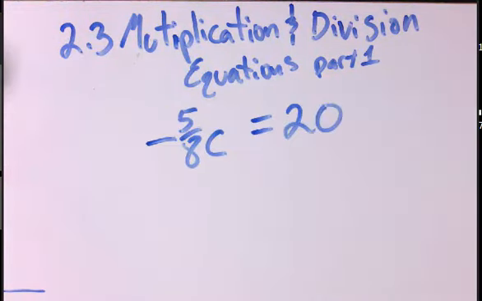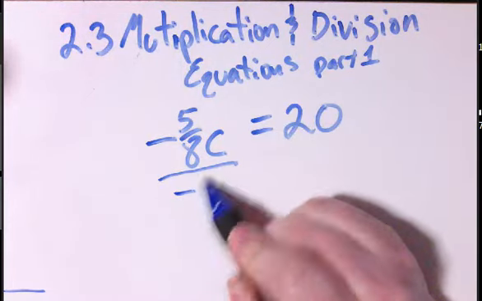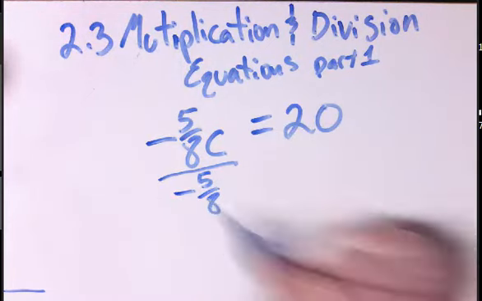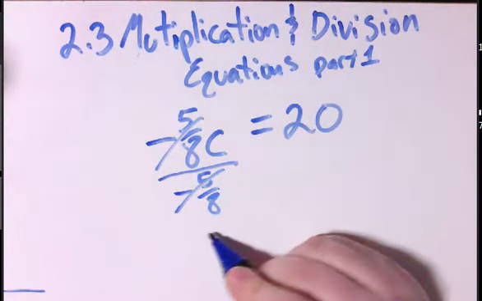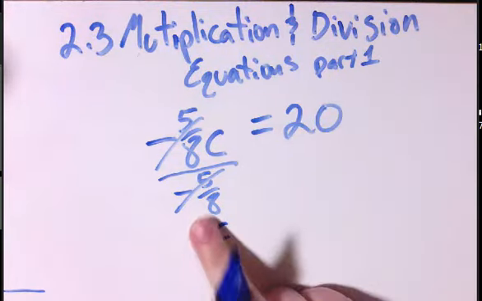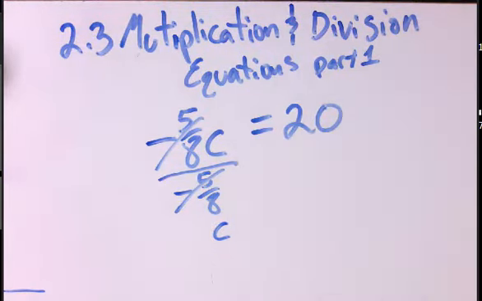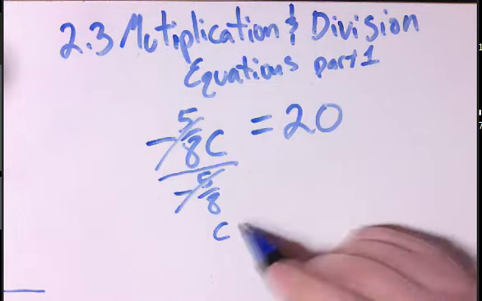So the next one here, we have 5/8 c is equal to 20. So since this is multiplication, remember we divide it. The negative stays with the 5/8. So those are going to cancel out to 1. So it's like we have 1c. And because you have that variable, we can just remove that 1. And remember, when you do to one side, you do to the other side.